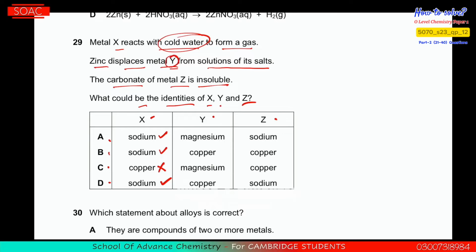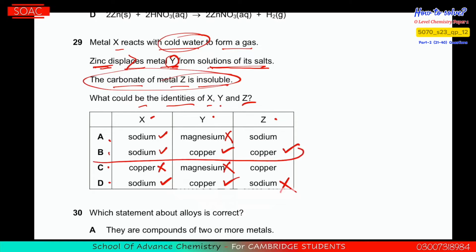Coming to Y, Y must be less reactive than zinc, because Y is displaced by zinc from its salt solution. Magnesium is more reactive than zinc, so it is not magnesium. Copper is less reactive, so copper may be the correct option. Coming to Z, the carbonate of Z is insoluble. Copper carbonate is insoluble, but sodium carbonate is soluble. So all options are correct in this row. The second row, B, is the correct option.